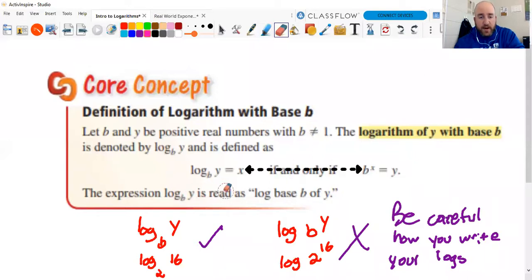The expression log base b of y is read as log base b of y, because again, this b is your base, like it is for your exponential function. The other thing you have to know is you have to be careful how to write it.